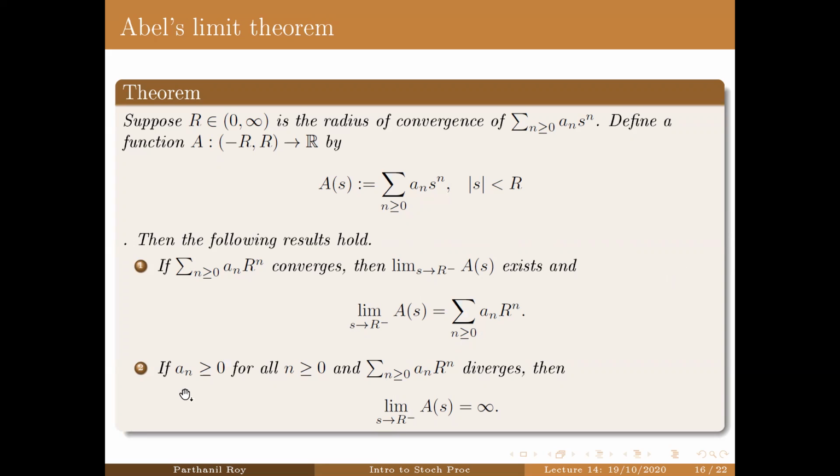On the other hand, if the a_n are all non-negative, then you can say if this is divergent, then the same limit of a(s) would actually be infinity. Well, of course, it will still equal this series, except that the series is divergent, so this series sum is going to give you infinity. So we are going to use both statements of Abel's limit theorem in this course. Today we'll use the first part.